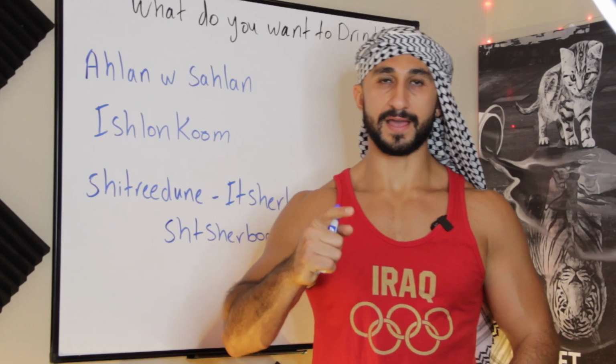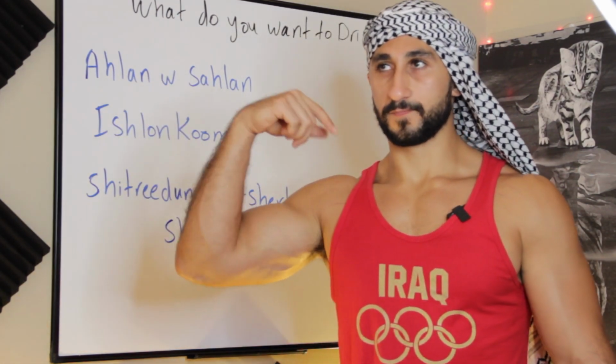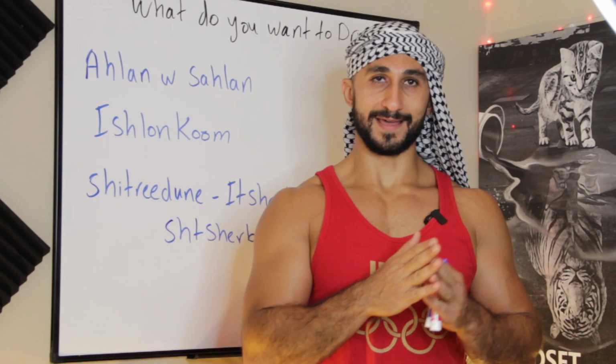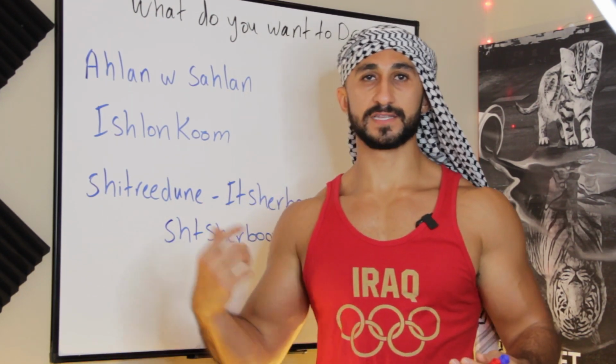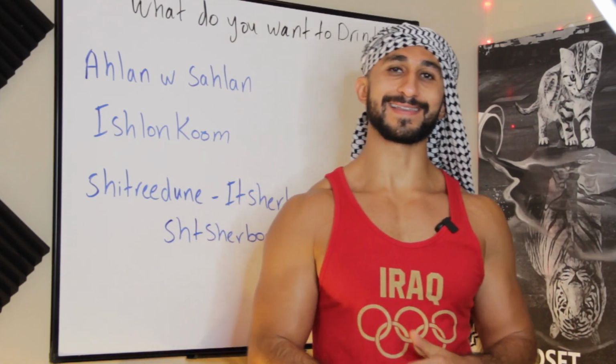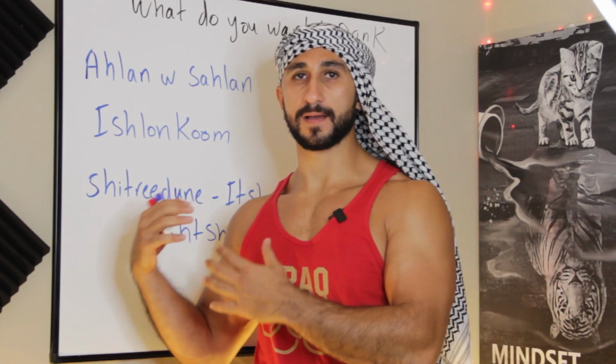Okay, and then you answer using the verb I want, and then drink. So previously we learned I want in the previous lessons. أريد. أني أريد أشرب مي. مي is water. Okay, so أني أريد أشرب مي. I want to drink water.